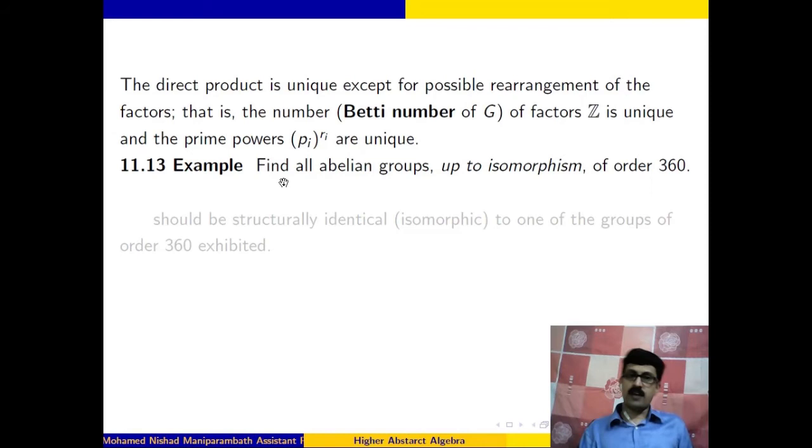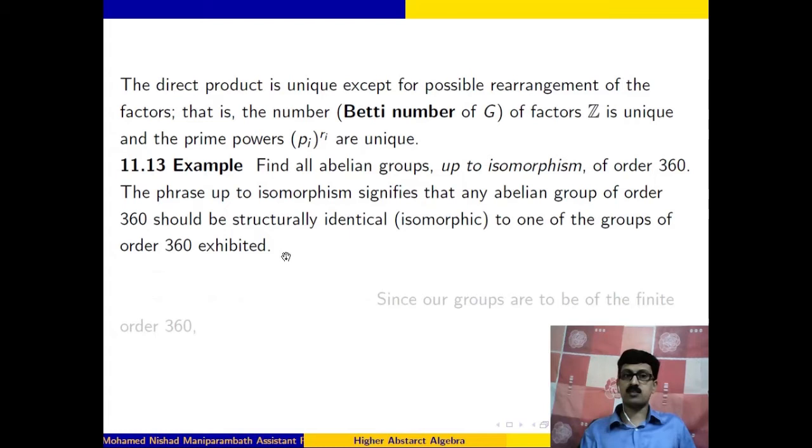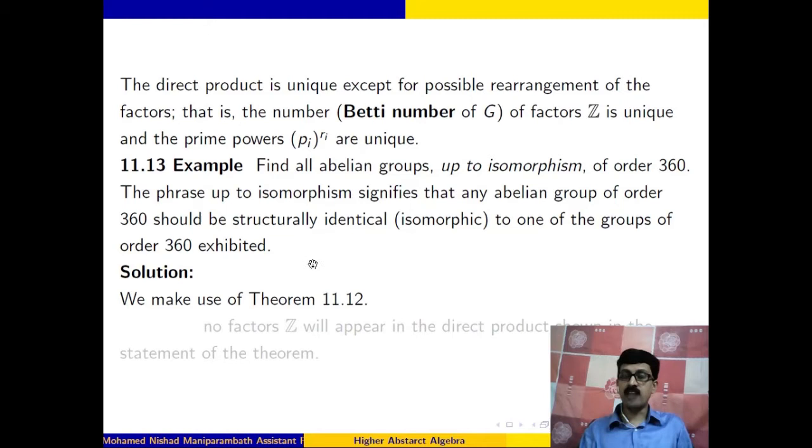Find all abelian groups, up to isomorphism, of order 360. We have to find all abelian groups of order 360, but up to isomorphism. What is the meaning of up to isomorphism? The phrase up to isomorphism signifies that any abelian group of order 360 should be structurally identical, that means isomorphic, to one of the groups of order 360 exhibited. So all the structurally identical, isomorphic groups count as one, however many there may be.